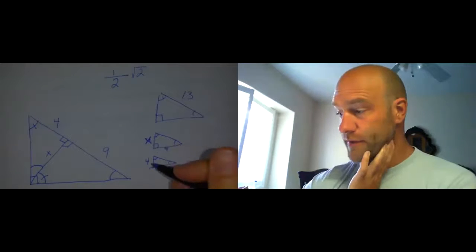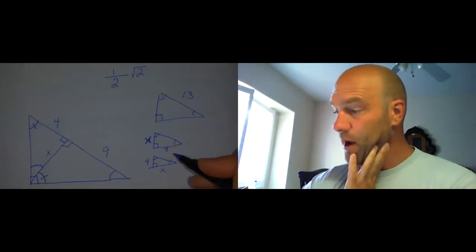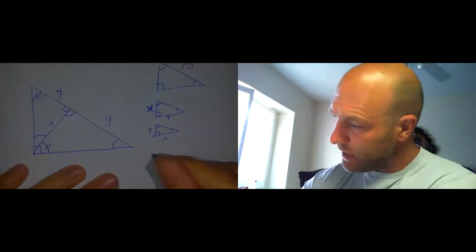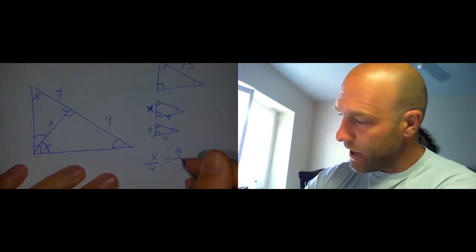The left side is to the left side as the bottom is to the bottom, or the left is to the bottom as the left is to the bottom. Either way, I come up with the same proportion, and it looks like x over 4 equals 9 over x.